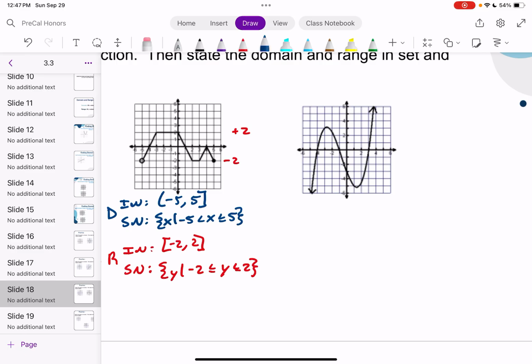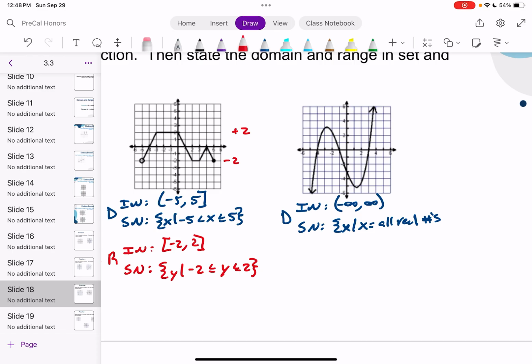We're going to take a look at our domain for our next problem. Our domain in interval notation, keep in mind we go from left to right. There are arrows on both ends, which means we are going from negative infinity to positive infinity. Our set notation would be x such that x is equal to all real numbers.